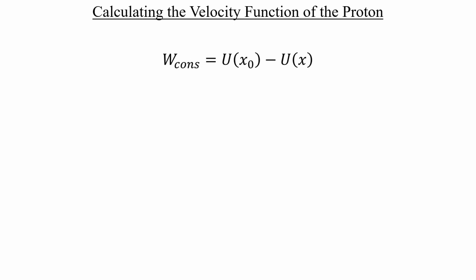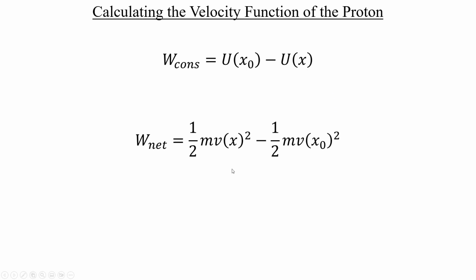Also, recall the definition of the work-energy theorem, which says that the net work that's done on an object is equal to the positive change in its kinetic energy. The final velocity will be the velocity found at some future x value, and the initial velocity is the one that we start with at x0. We're going to equate these two expressions to get the velocity as a function of x, but there's some things that we can reduce first.